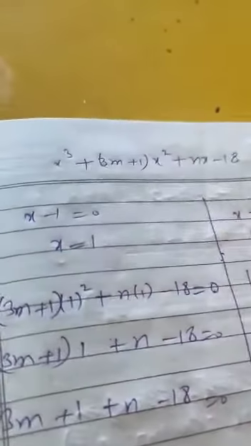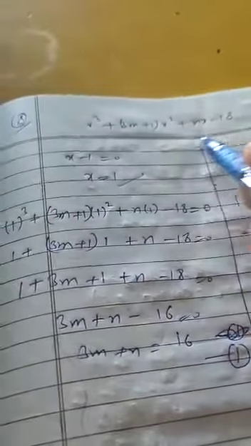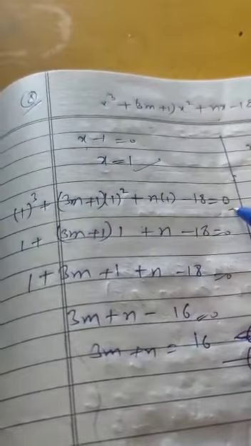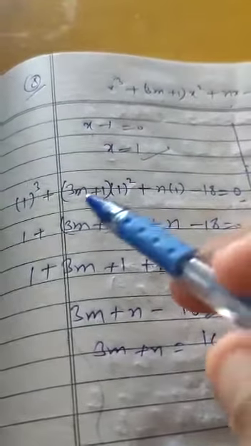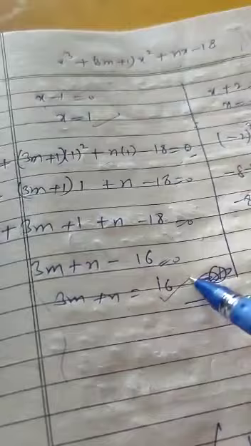Now question number 8 is there. This is a polynomial, and they said x minus 1 and x plus 2 both are factors. So what we'll do is x minus 1 equals 0. From here we get x. When we fill this here, we put this term equal to 0 because they said factor. Okay, so by solving and multiplication we get the first equation, 3m plus n is equal to 16.